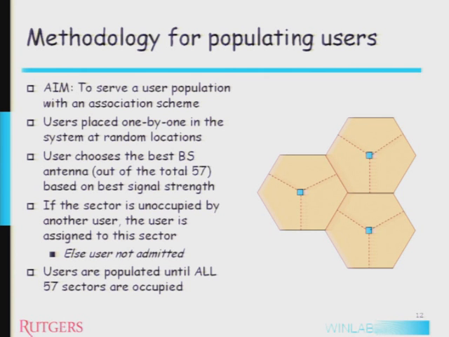So we give a heuristic for how to populate users in the system. The aim is to serve a user population with an association scheme. Users are placed one by one in the system. For example, as the user comes into the system, he's going to choose a base station antenna based on the best signal strength. And if the sector is unoccupied by any other user, he's going to be allowed into the system. But if the user comes into a sector and the sector is already taken, he's not going to be admitted into the system. Users are populated until all 50% of sectors are occupied.